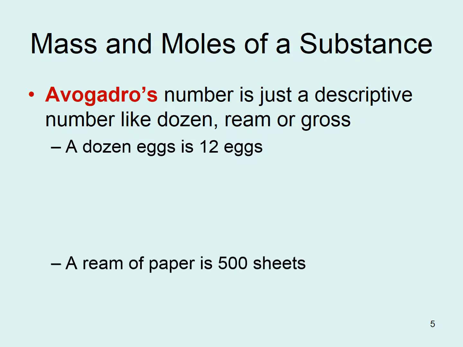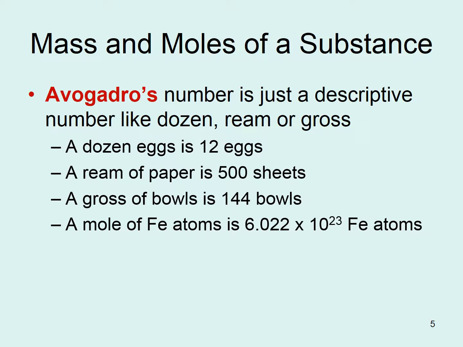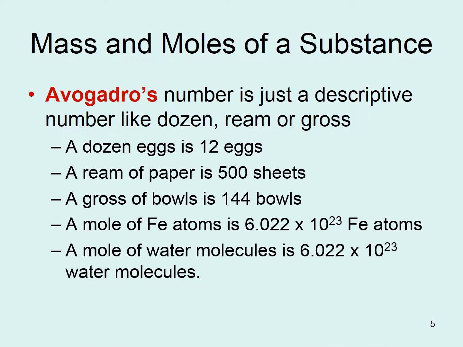So again, a dozen eggs is 12 eggs, a ream of paper is 500 sheets. If you have a gross of something, it's 144 of them. And if you have a mole of atoms, there are 6.022 times 10 to the 23rd iron atoms. If you have a mole of water molecules, and here's where it can get a little bit tricky, there are 6.022 times 10 to the 23rd water molecules. And just to get you thinking a little bit, there are twice as many hydrogen atoms as water molecules.